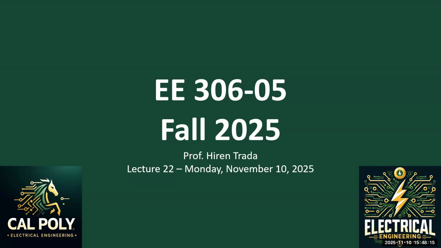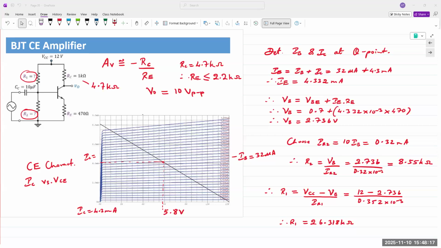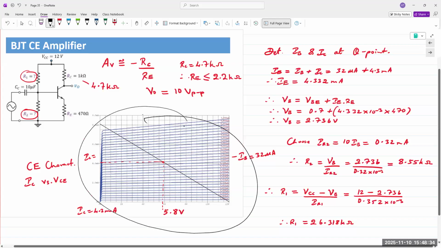Okay, so this is a CE amplifier, or a common emitter amplifier, using a BJT and a voltage divider bias. For this, first off, what we're going to start with is the transistor that you used for lab 7 and the common emitter characteristics that you generated using sweep and go. Okay, that's what we are starting with.